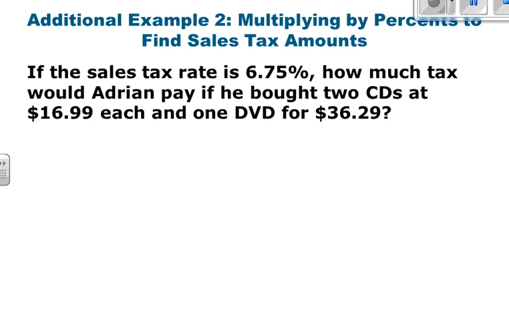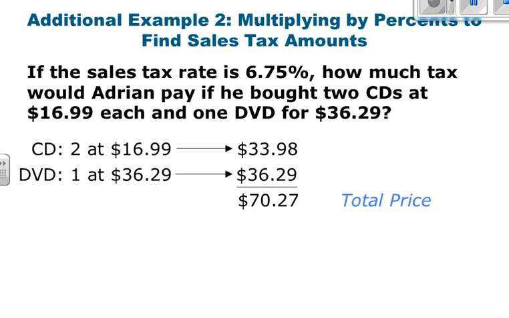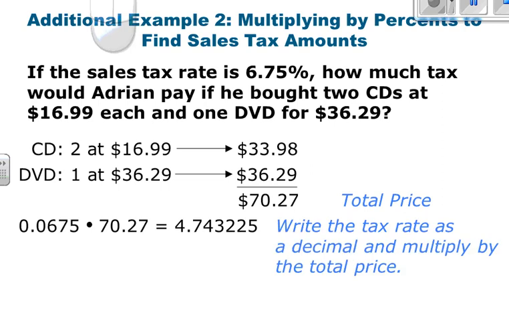Well, the first thing we need to know is what the total amount was. So we're going to ignore the tax at the beginning and find the total amount. 2 CDs comes to $33.98, and 1 DVD is $36.29, so a total price of $70.27. But then we need to apply the tax to that, so we need to find 6.75% of the $70.27. We multiply, and when we round, we get $4.74.